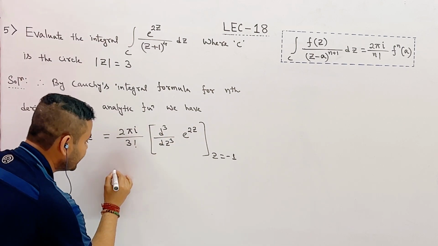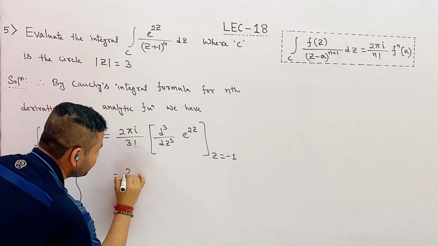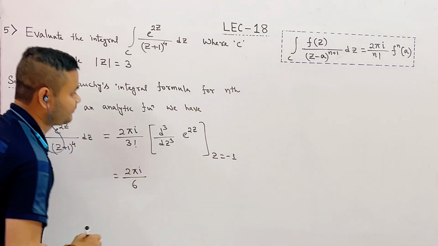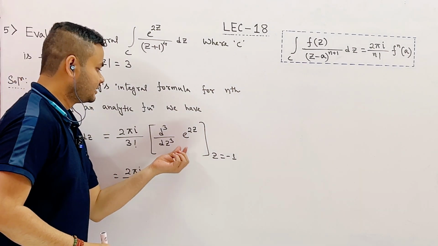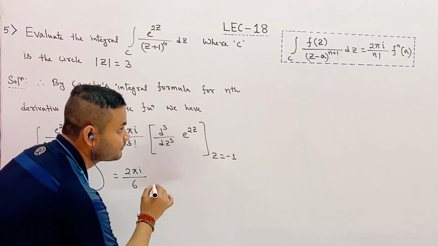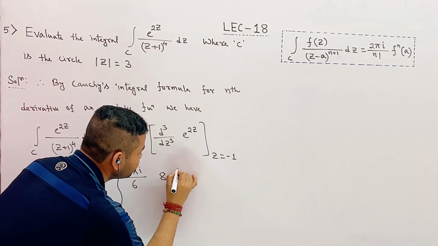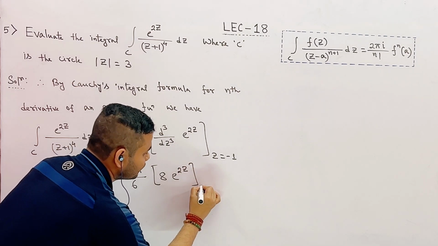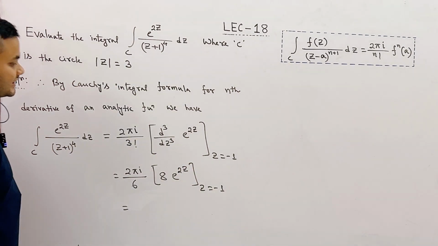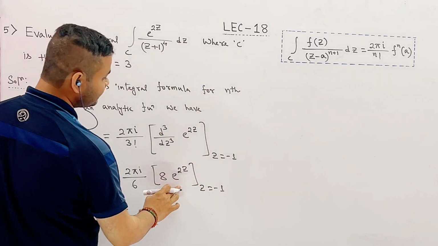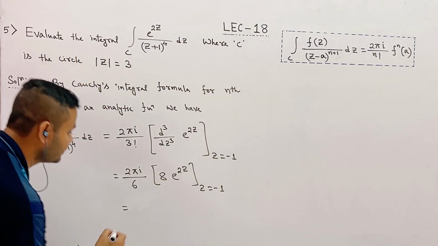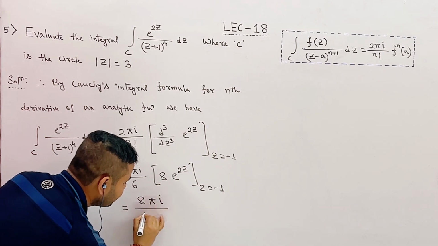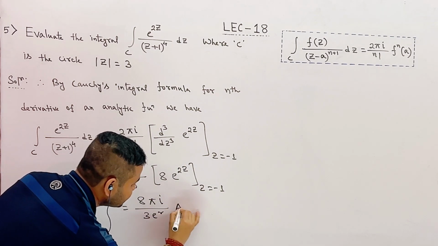So, after simplifying, we will get twice pi i divided by 3 factorial, means 6. After simplifying this part, we will get 8 into e to the power twice z, where z equal to minus 1. After substituting z equal to minus 1 here, and after simplifying, we will get 8 pi i divided by 3 e square, which is the answer.